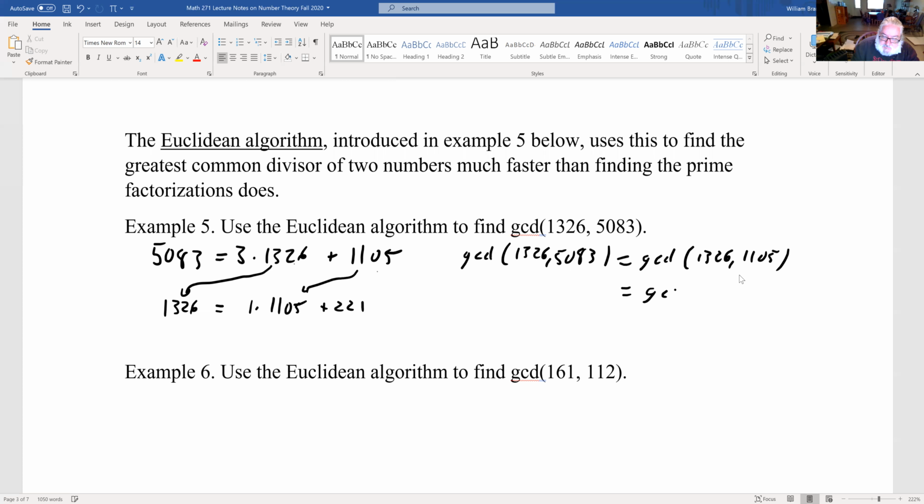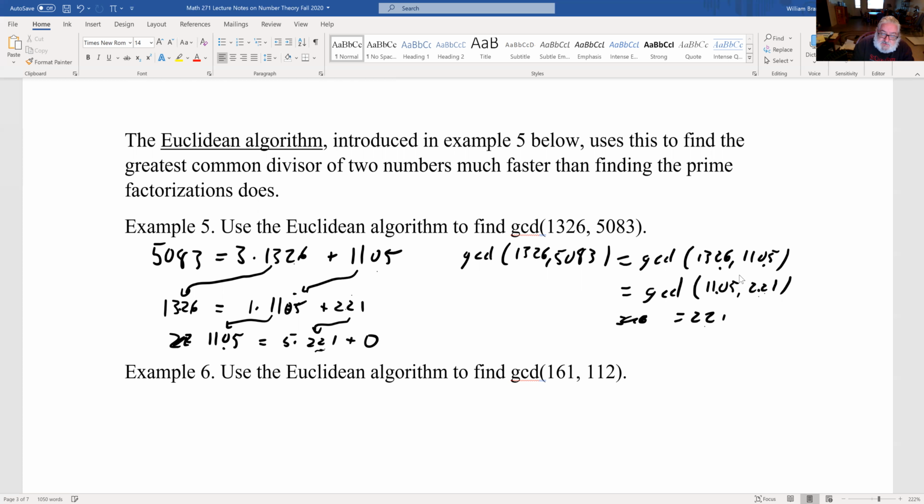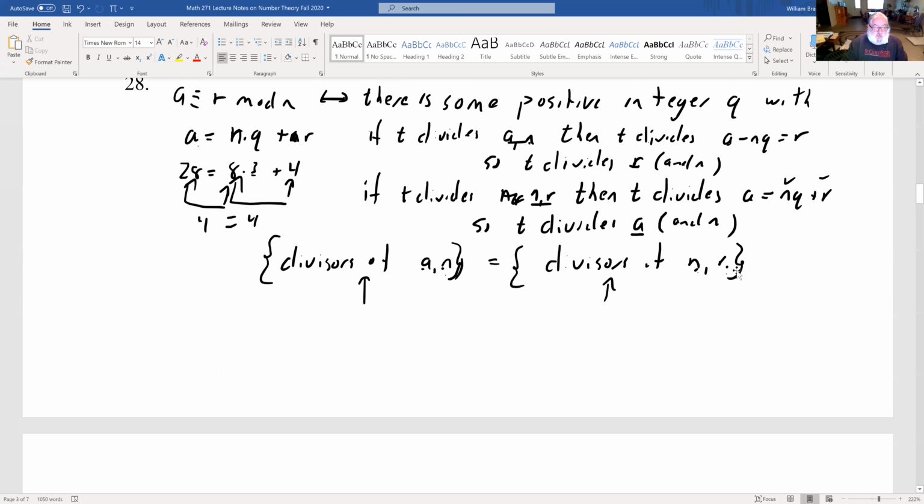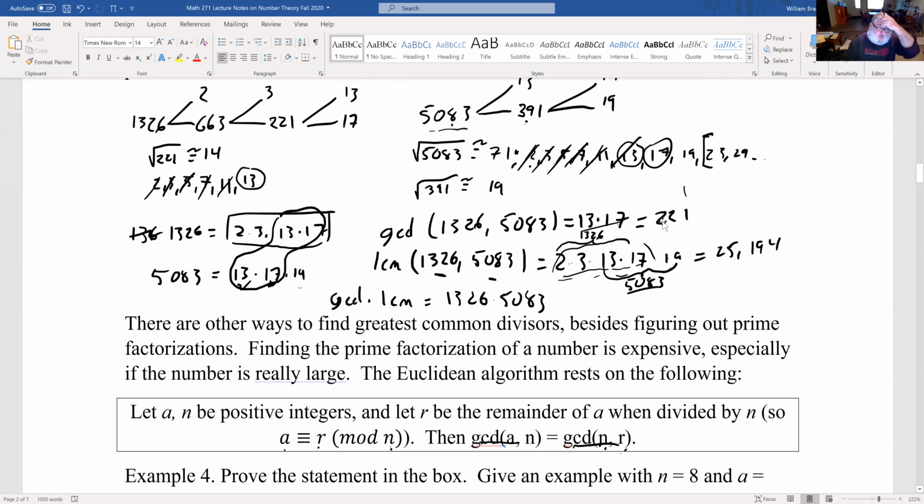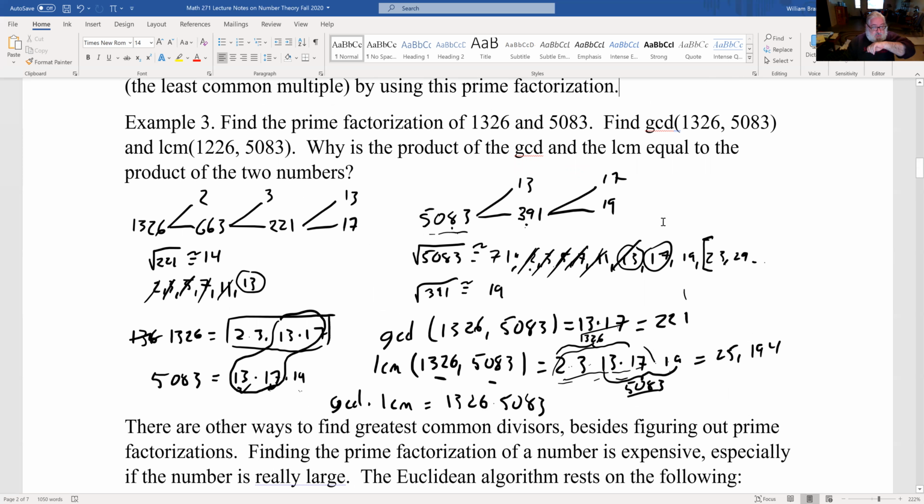That tells me now that this is equal to the greatest common divisor of 1105 and 221. Right? The greatest common divisor of this and this is the same thing as the greatest common divisor of this and this. Move the 1105 over, equals, I'll divide by the new remainder, which is 221, and you get 5 times 221 plus 0. Great, so 221 divides 1105. It's also the biggest number that divides 221. Right? The biggest number that divides 221 is 221. So the greatest common divisor of these two is 221. Well, that's the same as the greatest common divisor of these two, which is the same as the greatest common divisor of those two. And I believe that's the same number we got up here when we found the greatest common divisor of 1326 and 5083 through prime factorization.